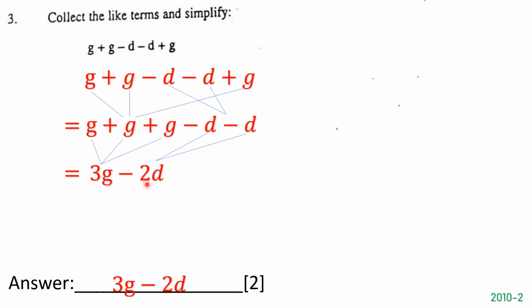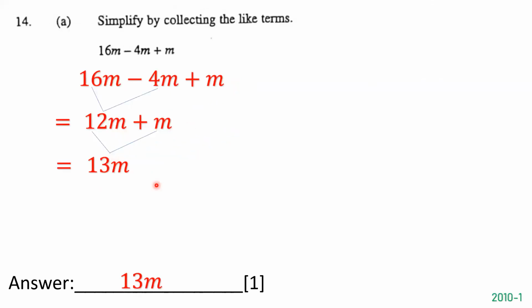And that's the answer. We cannot simplify this any further. These are unlike terms, and you only get to add and subtract like terms. We cannot perform any operation with this because they are unlike terms. Let's move on to the next question here.